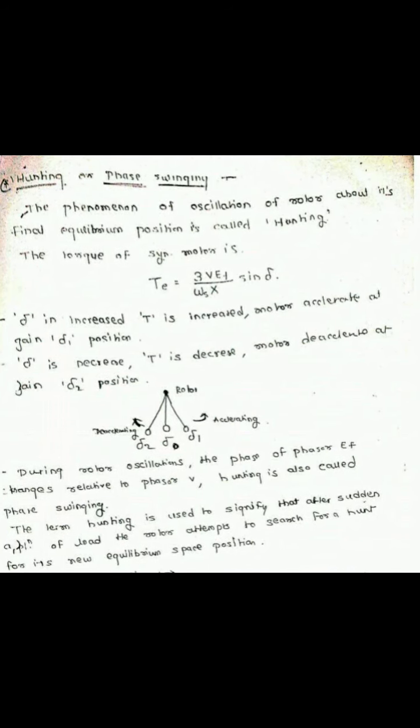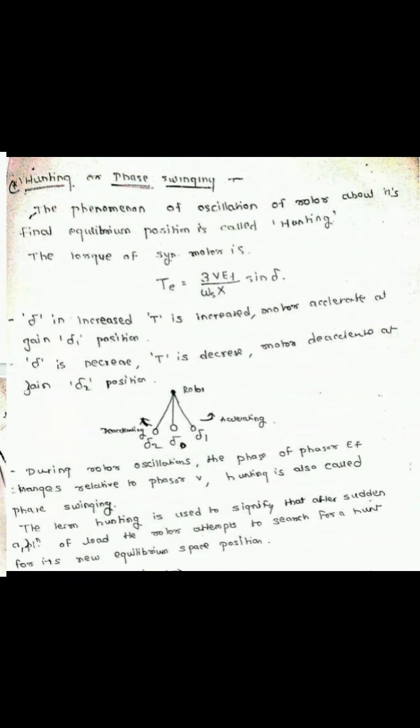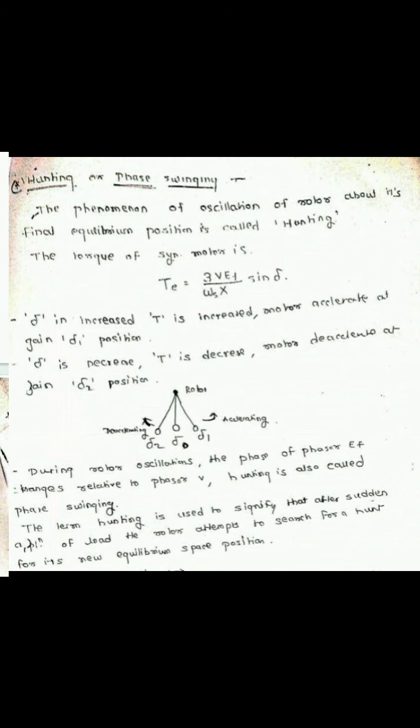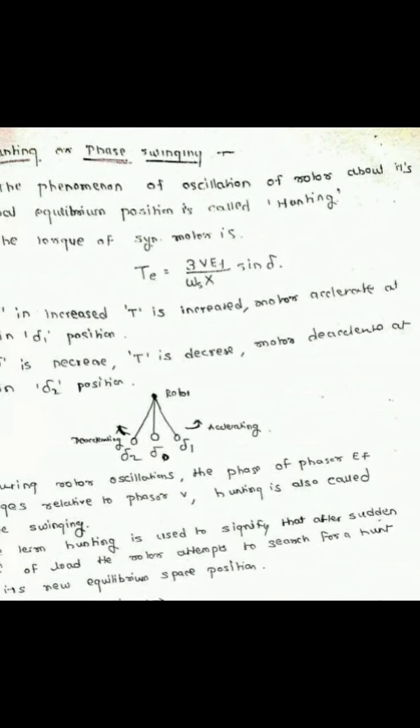During the rotor oscillations, the phasor of EF changes relative to the phasor of V. Hunting is also called phase swinging because the phase swings about its equilibrium position. The term hunting is used to signify that after sudden application of load, the rotor attempts to search for the new equilibrium space position. So this is called hunting of a synchronous motor.